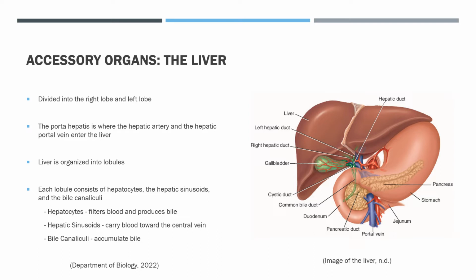Within each lobule, hepatocytes stack up to form tall columns. In between these columns are channels called hepatic sinusoids. They carry blood from outside of the lobule towards the central vein in the center of the lobule. Between adjacent hepatocytes, there are small ducts called bile canaliculi. They accumulate bile produced from the hepatocytes. Bile then flows first in the bile ductules and then into the bile ducts. These bile ducts form together and exit the liver as the common hepatic duct.